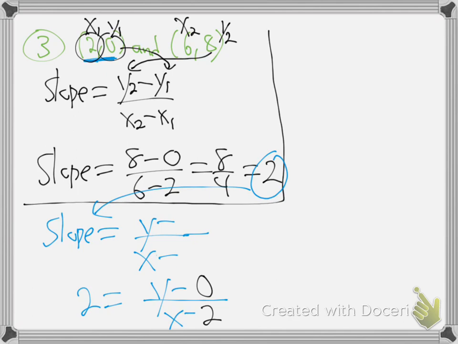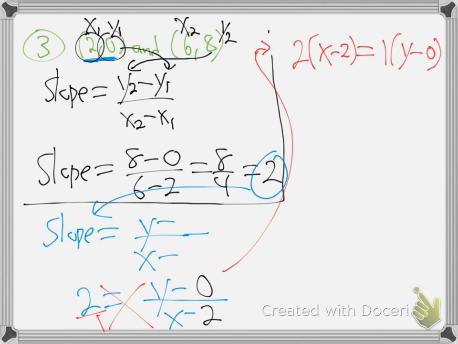So let's do that. In fact, let me just put that over 1, diagonal, bring it up here. We're going to have 2 times (x minus 2) equals 1 times (y minus 0). Good to there so far? Distribute. 2x minus 4, distribute 1y minus 0, 1 times 0 is 0. Good.